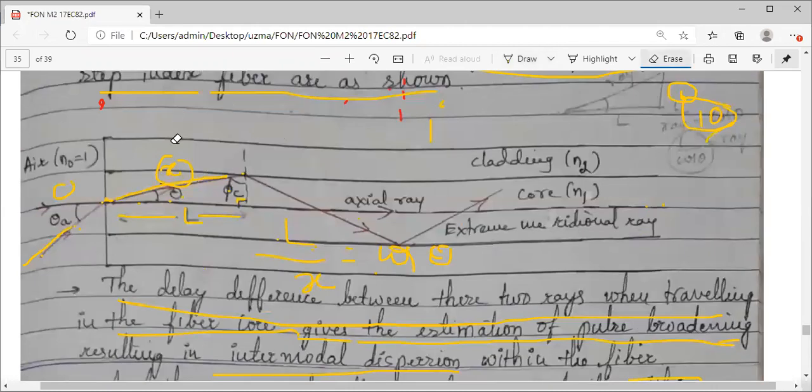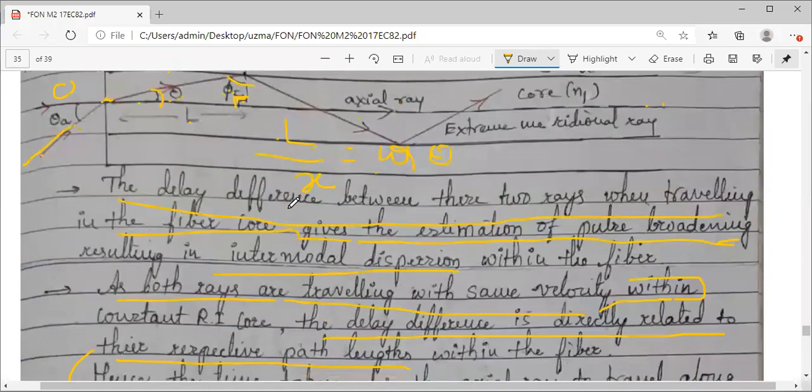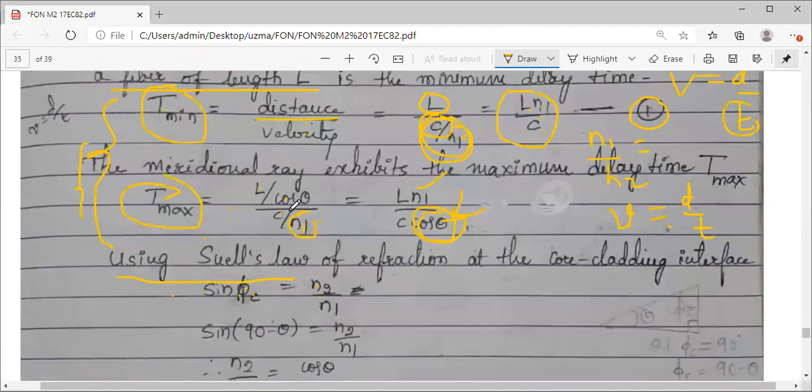Again, coming to the triangle, observe the triangle. This is your 90 degrees. This is your theta. So what is the third angle? You know already, whenever you consider a triangle, the sum of all the three angles should be equal to 180 degrees, right? So phi c is equal to 90 minus theta. Hope I'm right. Please correct me if I'm wrong.